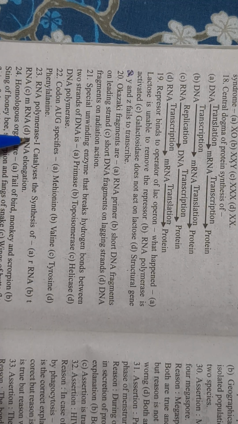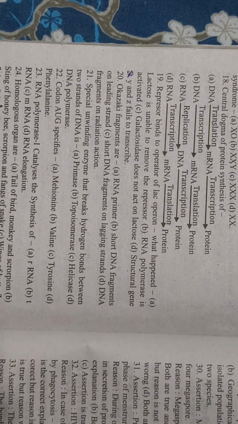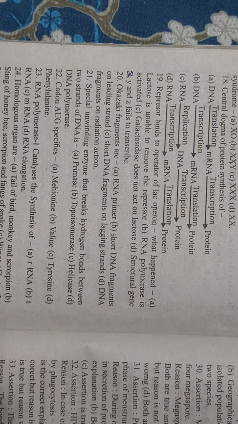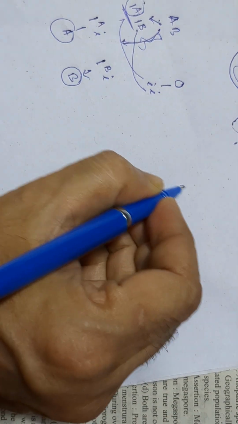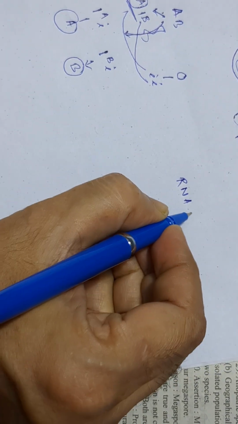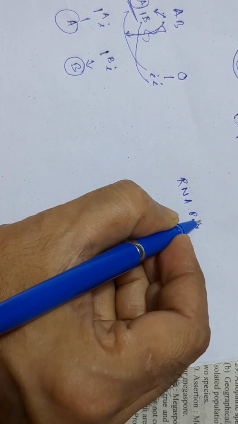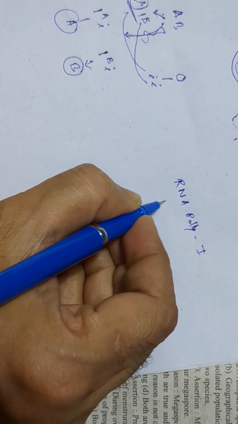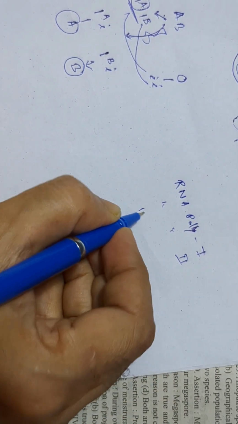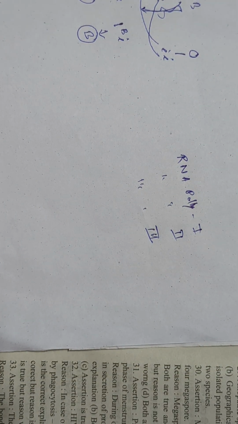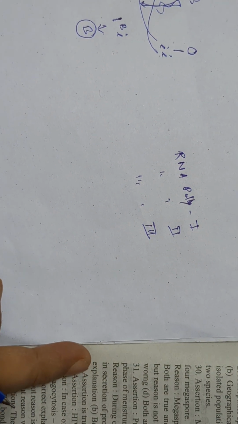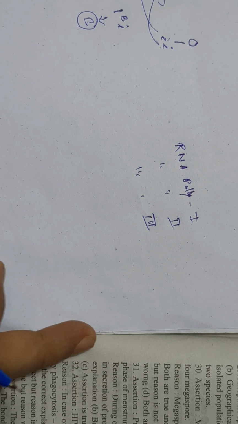23. RNA polymerase 1. That means the question wants to know about the eukaryotic enzyme. In case of eukaryotic enzymes, there are 3 RNA polymerases: RNA polymerase 1, RNA polymerase 2, and RNA polymerase 3. So how to remember which RNA polymerase produces which type of RNA?